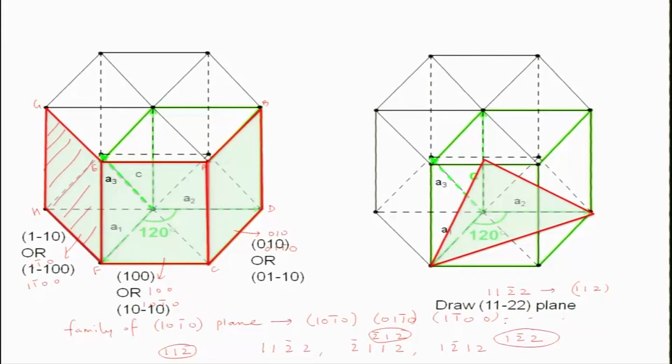So (1 2 1 bar 2 2), (bar 2 1 2), and (1 1 2), they can be represented all by (1 1 bar 2 2), (bar 2 1 1 2), (1 bar 2 1 2), and so on and so forth, okay. So this is not only true about this plane, but about the other planes as well. So I will show you few more examples.